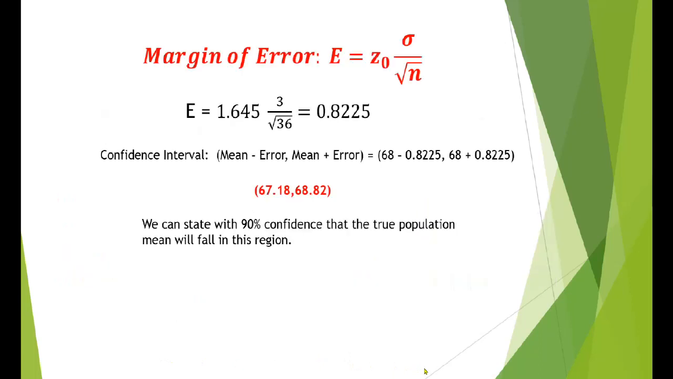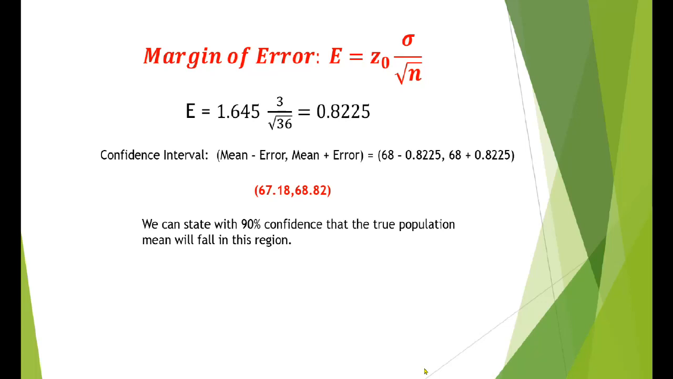Okay, we now need to find the margin of error. And the formula for margin of error is E equals, that should be Z sub C, times sigma over the square root of n. So plugging in those numbers from the previous slide and calculating that out, we get E is equal to 0.8225.